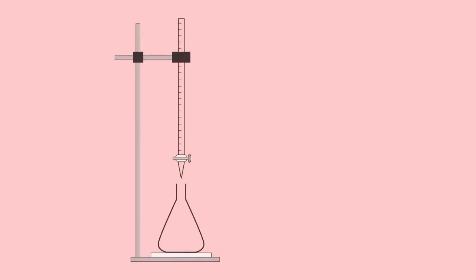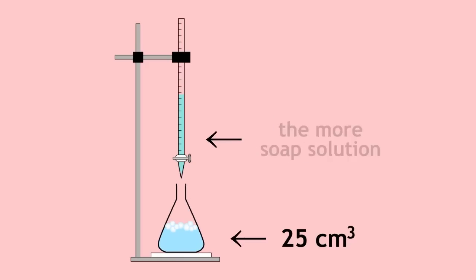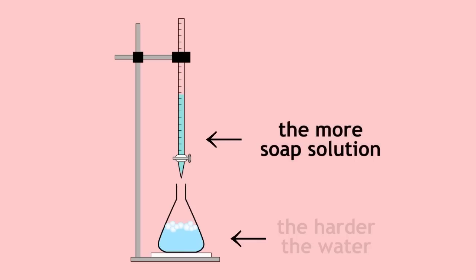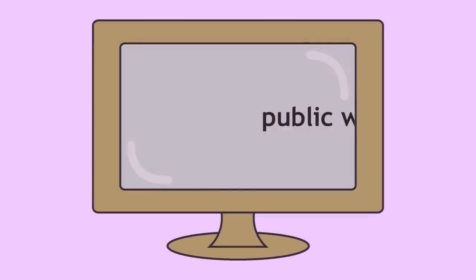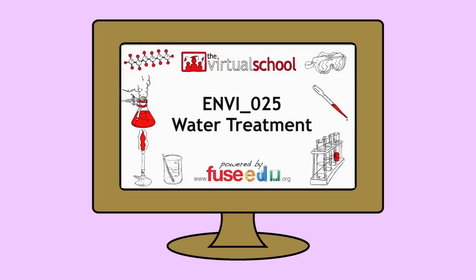To compare the hardness of different water samples, you can take a fixed volume, say 25 cc's of the hard water, and run soap solution in from a burette bit by bit, shaking each time until the soap lathers. That means you'll see bubbles on the surface, and the more soap solution you have to use, the harder will be the water. To see how water is softened for public water supply, watch Environment 025 Water Treatment.